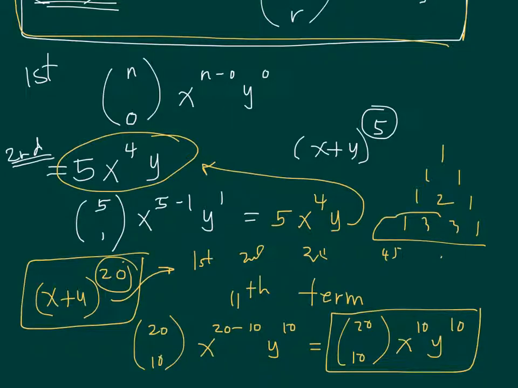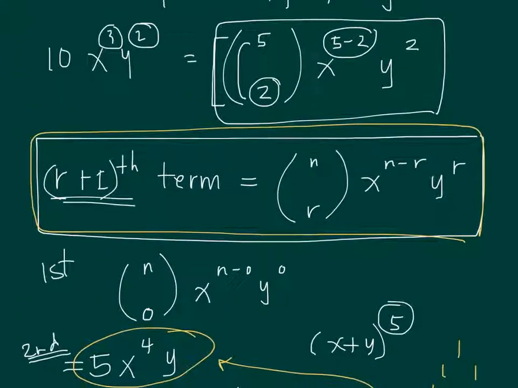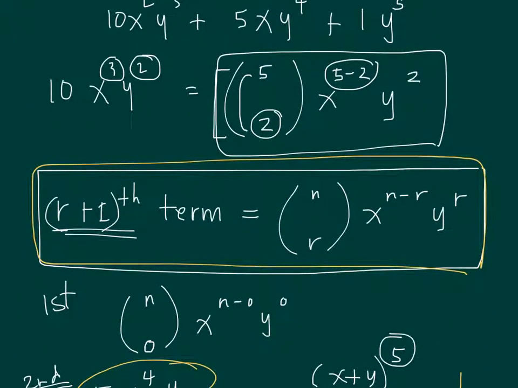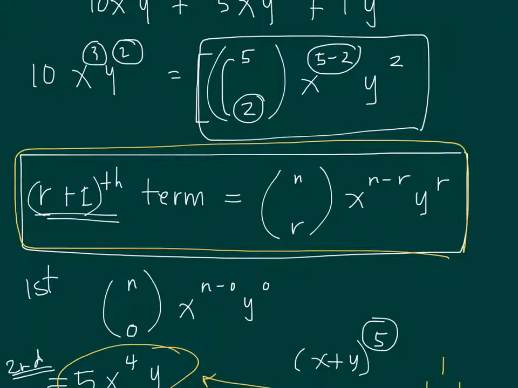So just to summarize it, the binomial theorem states that the r plus 1 term can be taken through the formula n choose r, x to the n minus r, and then y to the r, coming from the expansion of (x + y)^n. Later on, you will see some expressions in which this is no longer x and this is no longer y, but the idea will remain the same. That's it.